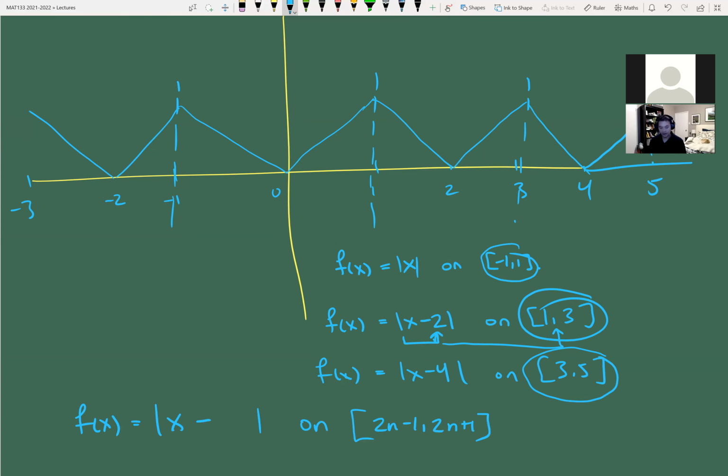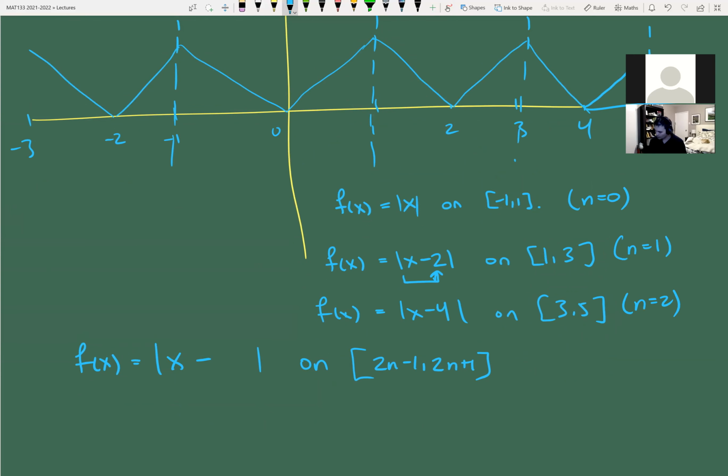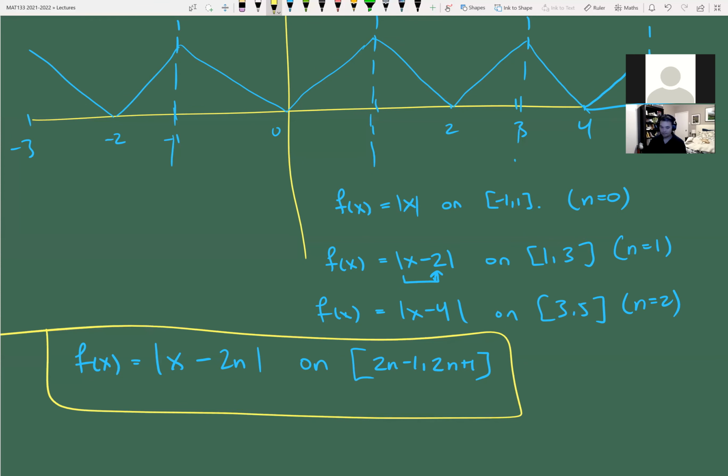For different values of n, you get different intervals. For example, [-1, 1] happens when n is equal to 0, [1, 3] happens when n is equal to 1, and [3, 5] is n equal to 2. And the number that I use here is always the midpoint of this interval. Well, the midpoint of that interval is that. And that's the answer. Cool.